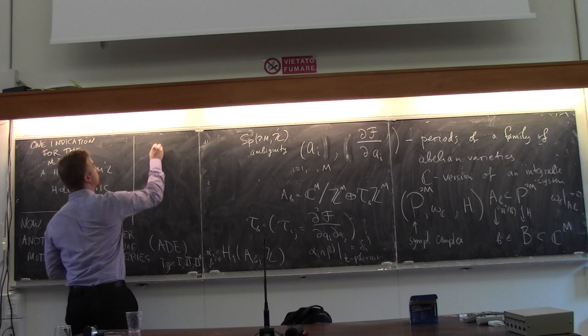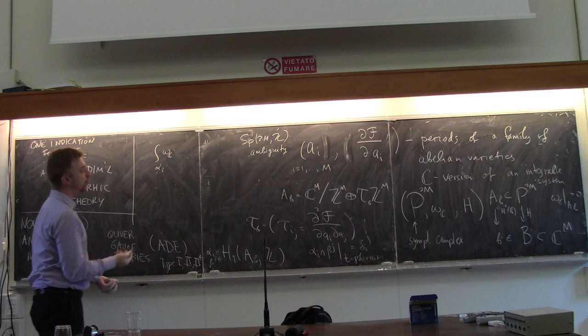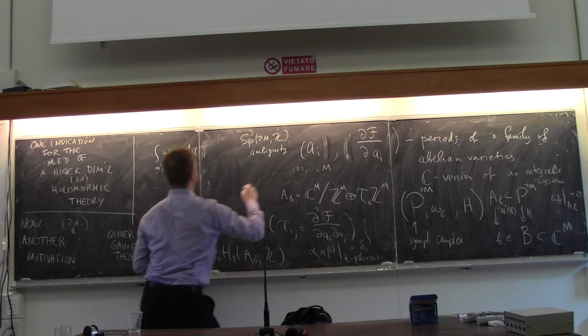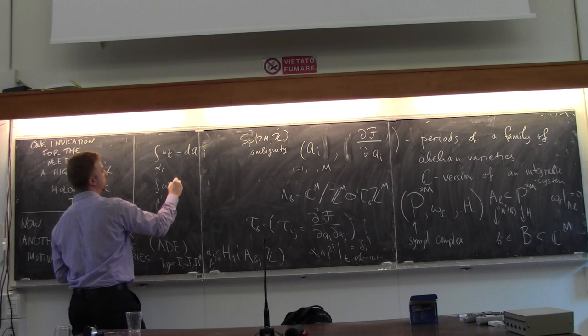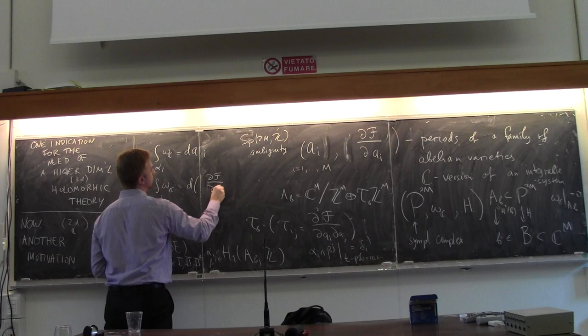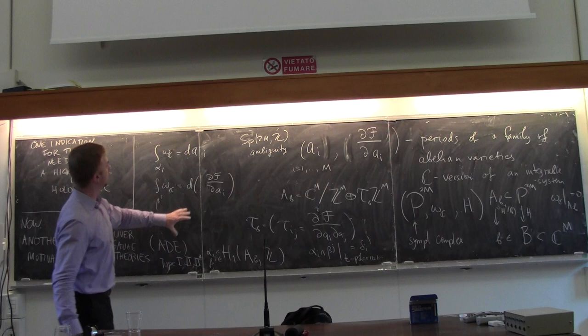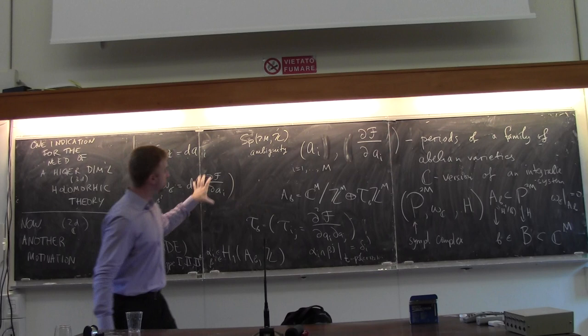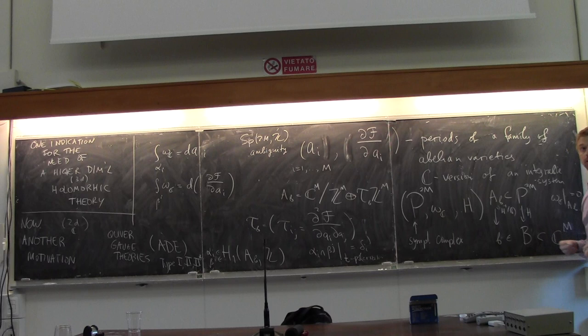The integral over alpha I on the C, you'll get a one form on the base, and that one form will give you the derivatives of the coordinates A. Compute the derivatives on these cycles, that should give you the derivatives of the dual coordinates. So somehow in this partition function resides this function f of A, such that there is an integrable system, this whole structure, hidden in it.